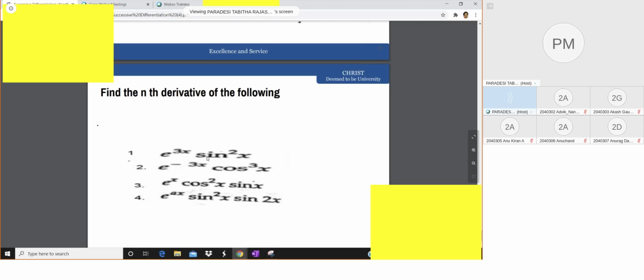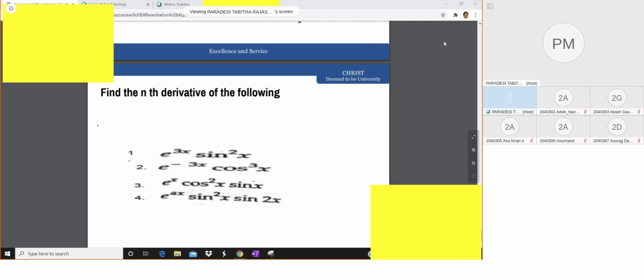Okay, these are the questions. I don't know whether the image is clear. First one, at least copy the questions. First one is e power 3x sine square x. Then e power minus 3x cos cube x, e power x cos square x sine x, and e power 4x sine square x sine 2x. These are the four questions.